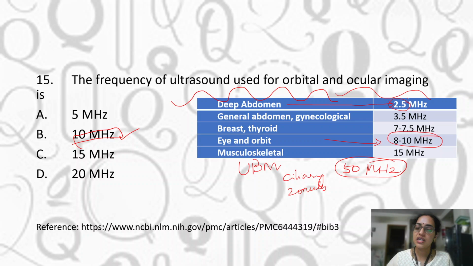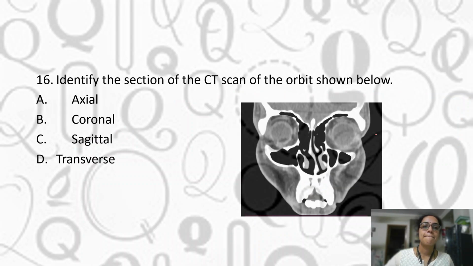Okay. So general abdominal scan that you do is 2.5 and then gynecological scan is 3.5. You don't want a very deep penetrance. And then breast and thyroid are more superficial structures. So again 7 to 7.5. Musculoskeletal is higher than what you need for the eye. So hope this is clear.